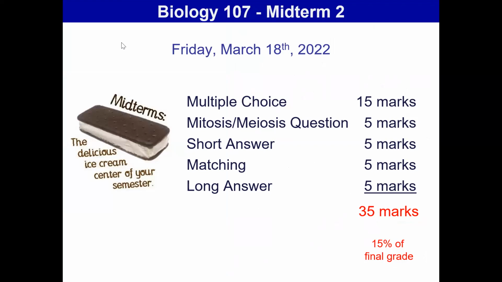This is what the midterm is going to look like. It's going to have some multiple choice true false. It's going to have a mitosis meiosis question. We did a sample one last day, and if we get to it, we'll do a sample today. There's going to be some short answer questions. I'll show you what they look like. I have some samples here in this review. Matching, we've done that before, and the long answer is going to be a metabolic pathway question that I told you a little bit about already. And I have a sample in here as well. I think it's the same sample I showed you last day.